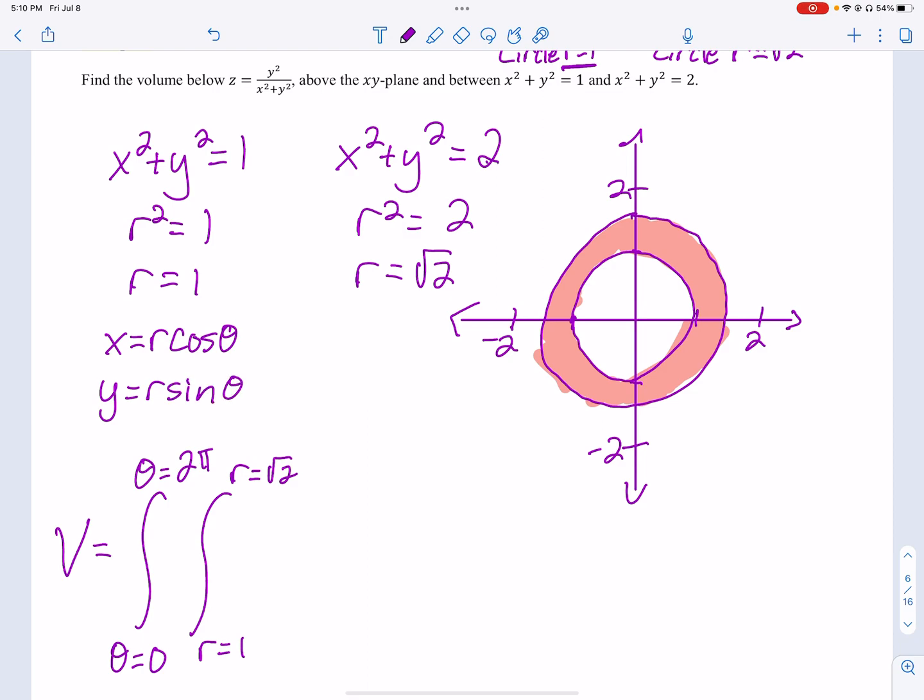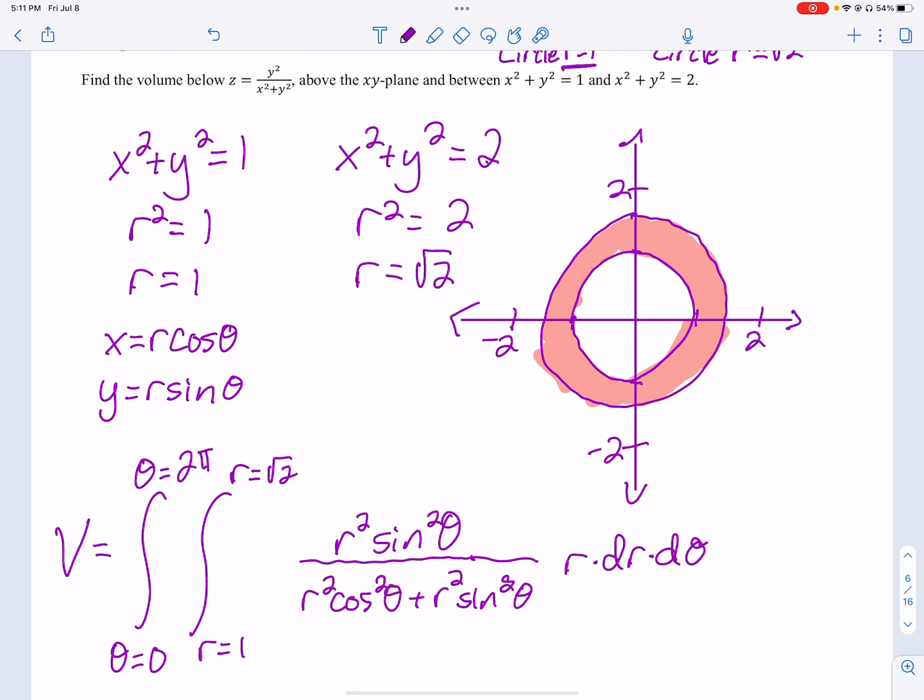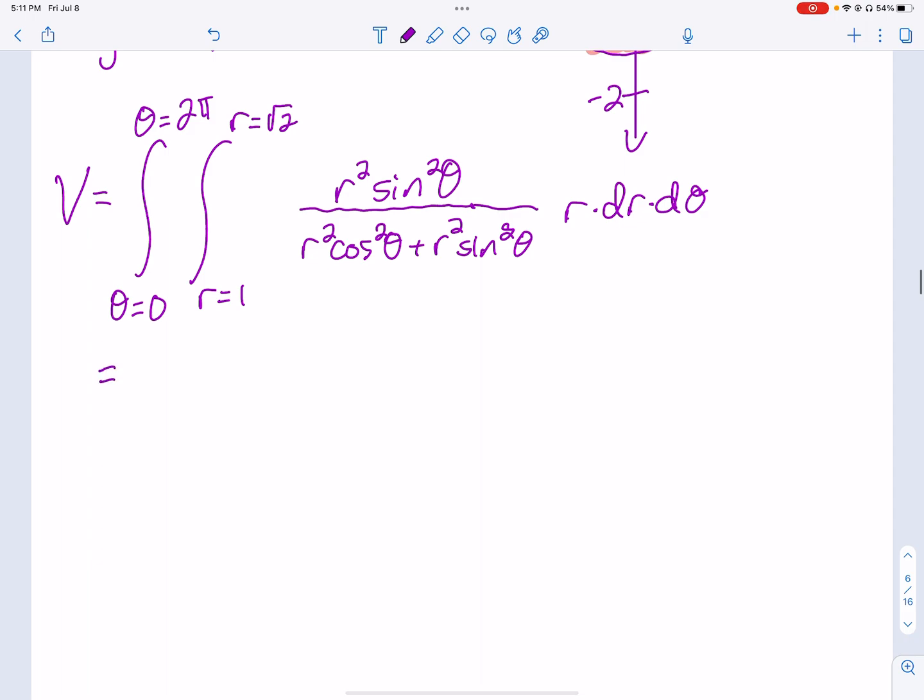So we can plug this into our surface now. So on top we get r squared, because it was a y squared. It's an r squared sine squared theta. We just squared both of them. On the bottom, an x squared is going to be r squared cosine squared theta plus r squared sine squared theta. We got to add everything else in though. Okay, then r dr d theta. Do not forget the r. It's very easy to forget. I almost forgot the whole back half of it.